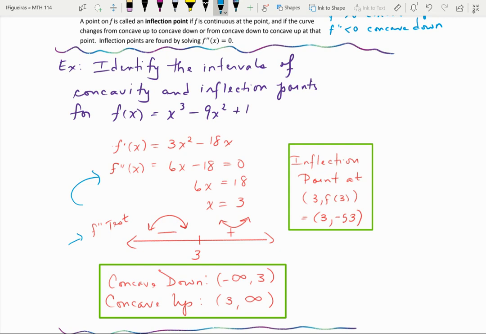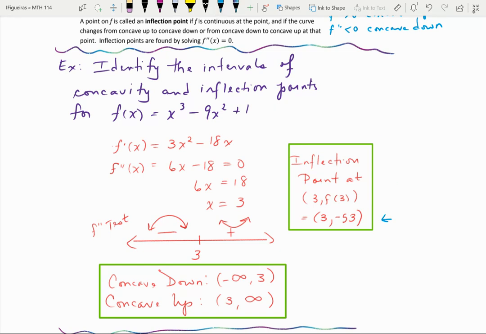If you pick another test point, but to the right of 3, such as 4, and plug it into your second derivative, well, there you get a positive result. Positive means it is concave up. So because there's a change in sign from negative to positive, in other words, from concave down to concave up, then you can safely say that there's an inflection point at 3, f of 3, and when you plug 3 back into your original equation, you get that when x is 3, f of x is negative 53. So you have an inflection point at (3, negative 53).